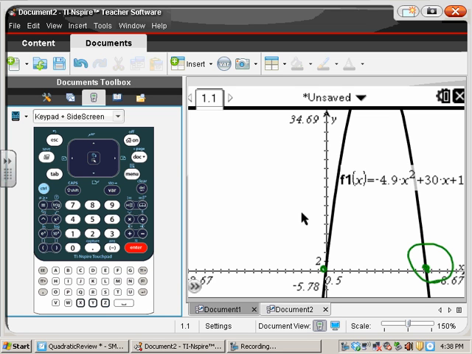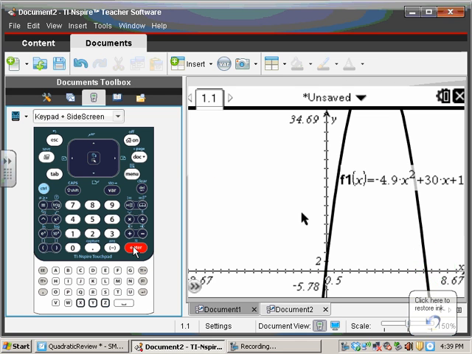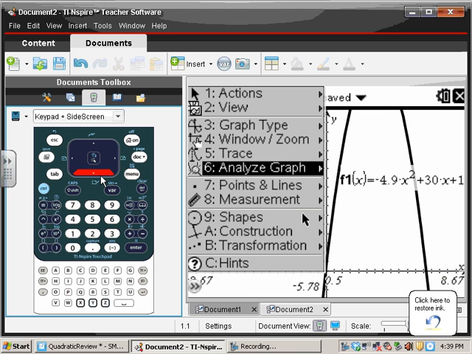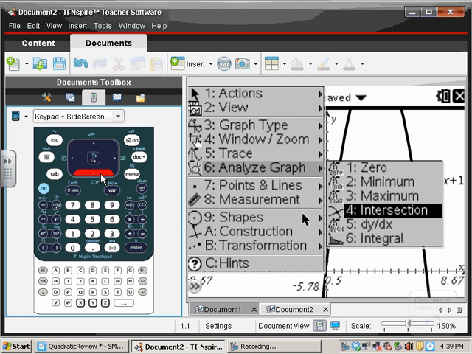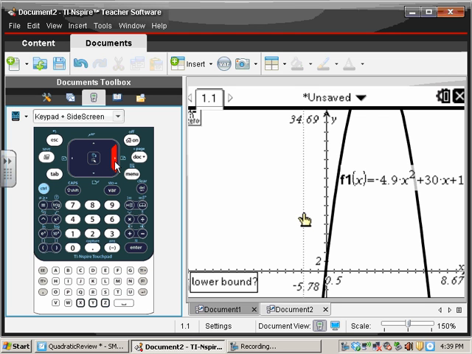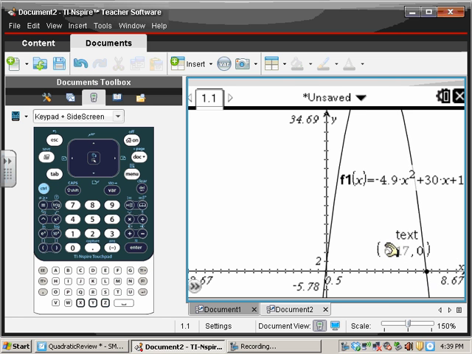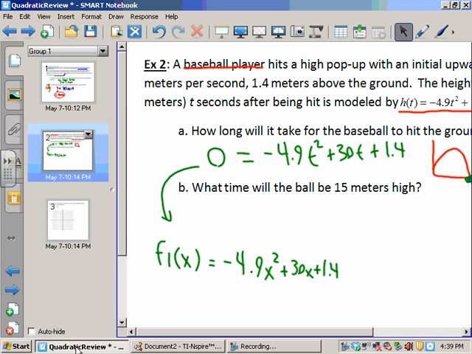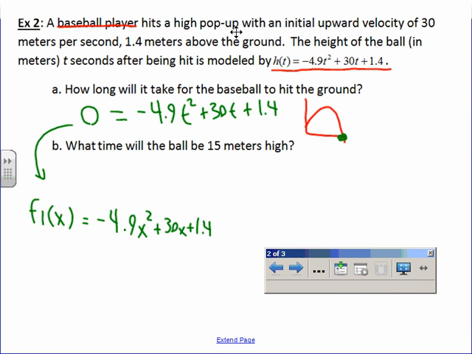So I need to find that intersection point. So I go to menu, analyze graph. I want the 0 this time, not the intersection, because I want to know when the graph hits 0, aka the x-intercept. So lower bound, somewhere to the left of that x-intercept, that 0, and then somewhere to the right of that 0. So it tells me that the 0 occurs at 6.17 seconds. So the answer to the question, how long will it take for the ball to hit the ground, is 6.17 seconds.